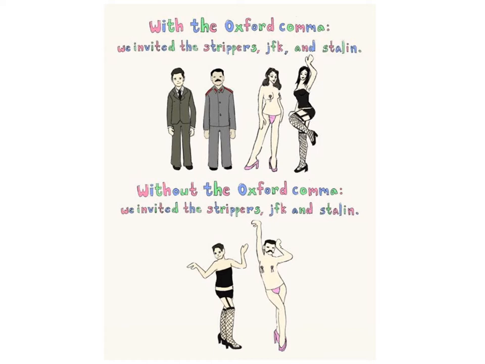Without the Oxford comma, we create an appositive where it tells us more about what the things are modifying. It makes you absolutely positive about what something is. That's what an appositive does. And so in this case, we invited the strippers. Who were the strippers? JFK and Stalin. So in that case, it could be read that JFK and Stalin are telling us more about who the strippers are, not that they're three totally separate groups of people, or three separate items in that series, which is again another great reason to use the Oxford comma.